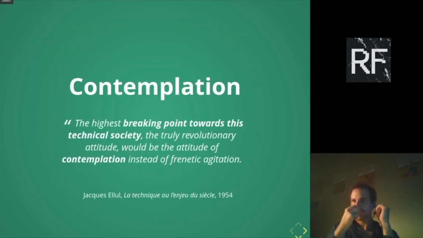Then a small quote about contemplation. Yeah, that's a way to break points towards a technical society. And meditation, drugs, philosophy, walking, there are enough means to contemplation.